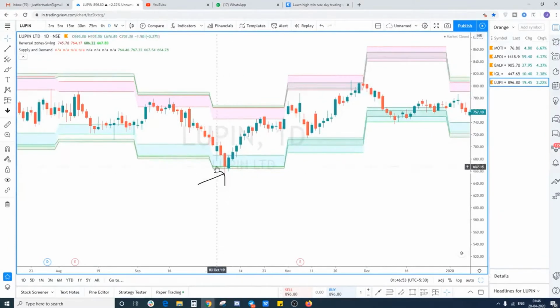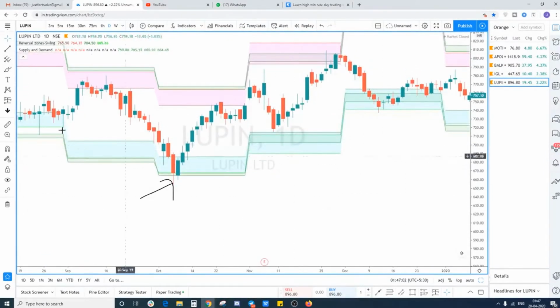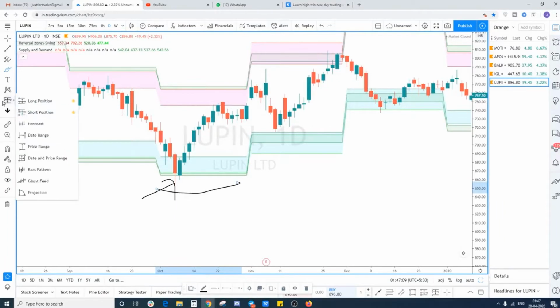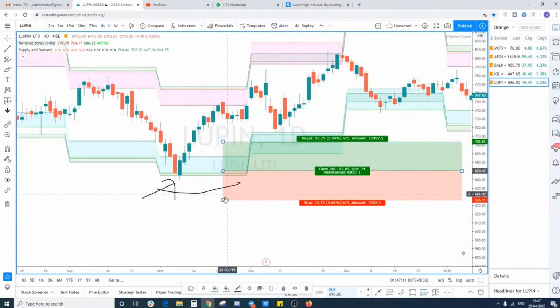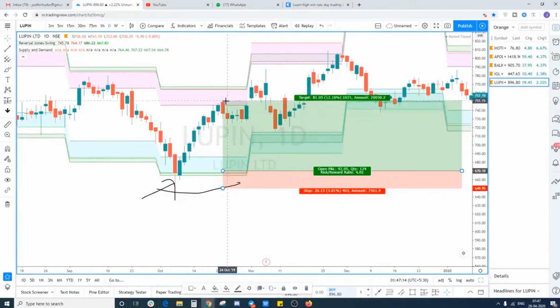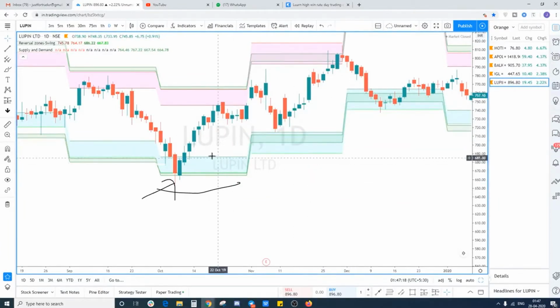Here there are two zones overlapping and it has taken good support. For the people who can take some risk, you can go long over the close of this red candle and keep the stop loss below this. Look at the risk reward ratio here, almost 1:4. In swing trading, 1:4 is huge, guys. And look at the move, then it took a reversal from the zones.